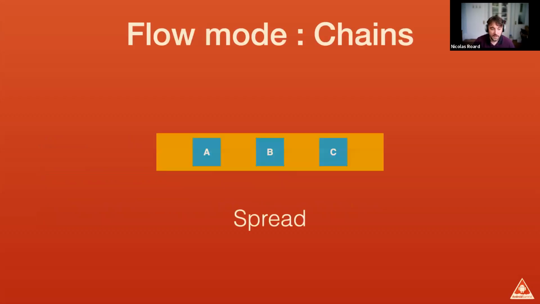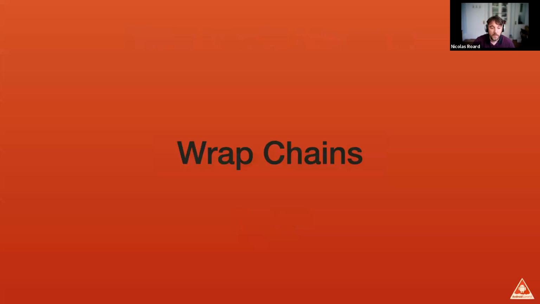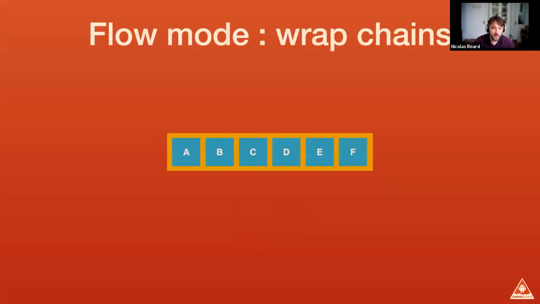So just to give you an idea, similarly, you can specify which type of chains you want in Flow. So you have the typical spread, spread inside, or a packed chain. And what's interesting, as I mentioned earlier, is that you can go beyond that. You can wrap your elements if you don't have enough space. So if you have enough space, that's fine. It's just a normal chain.